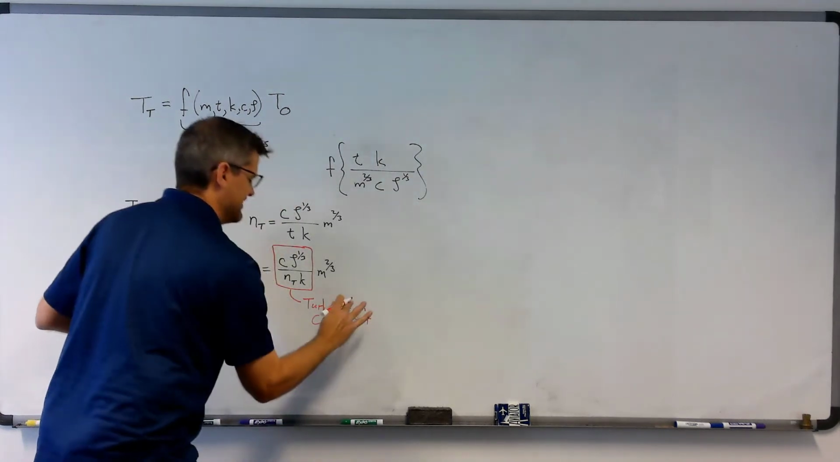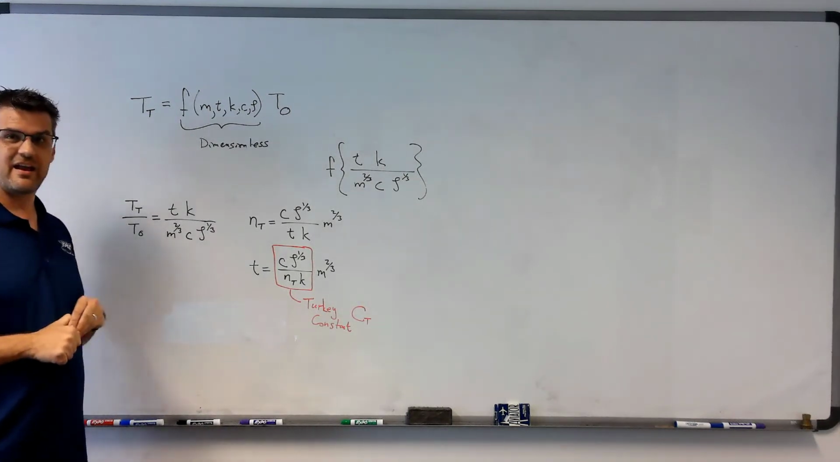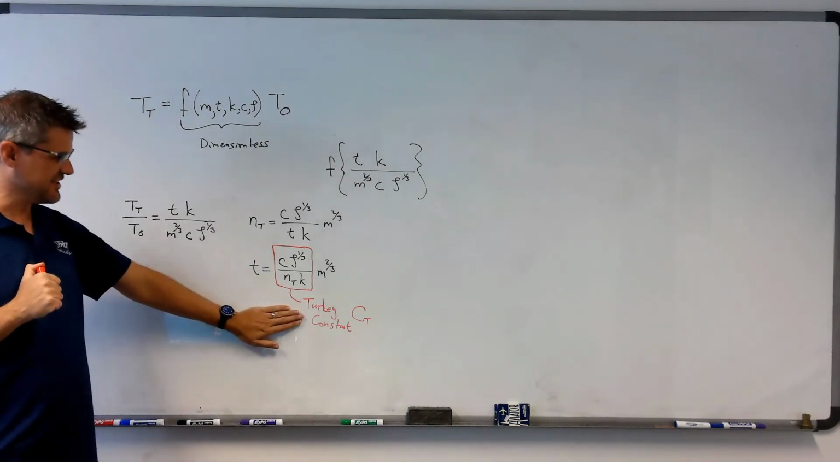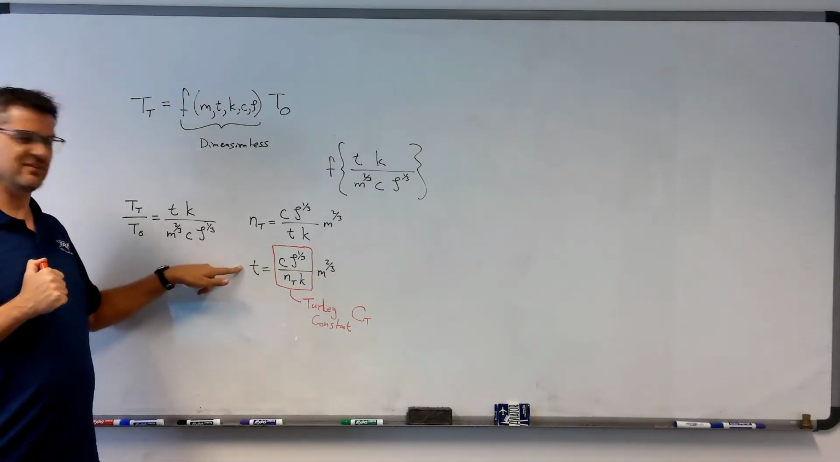C sub t. Okay? So we've got our turkey constant, C sub t. And now, from knowing this turkey constant, you tell me how big your turkey is, and I'll tell you how long to cook it.